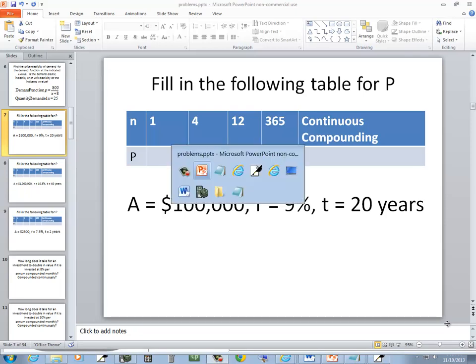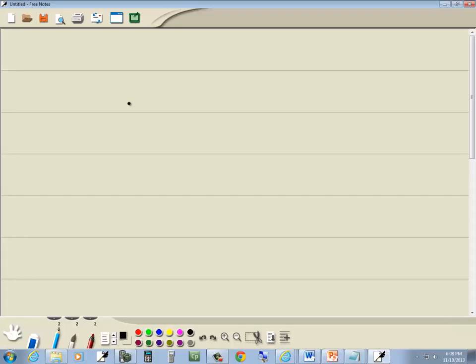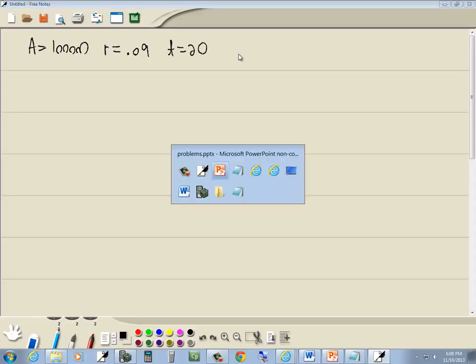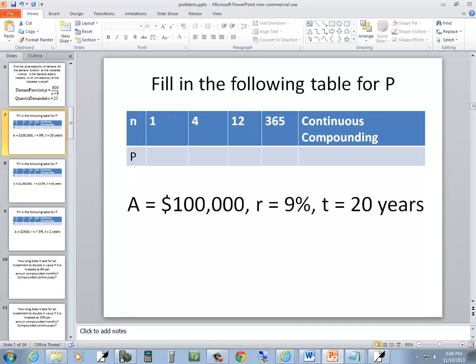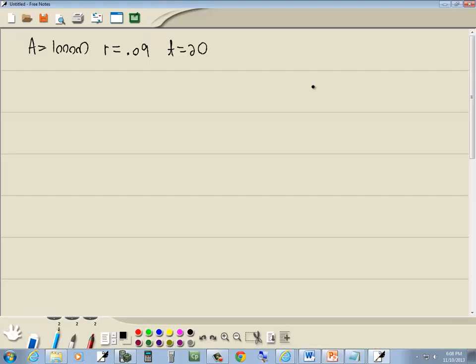Take a look at this problem. We've got A is equal to 100,000, R is equal to 9%, or 0.09, and T is 20. And the first four are giving you n values. So n is equal to 1, n is equal to 4, 12, and 365.